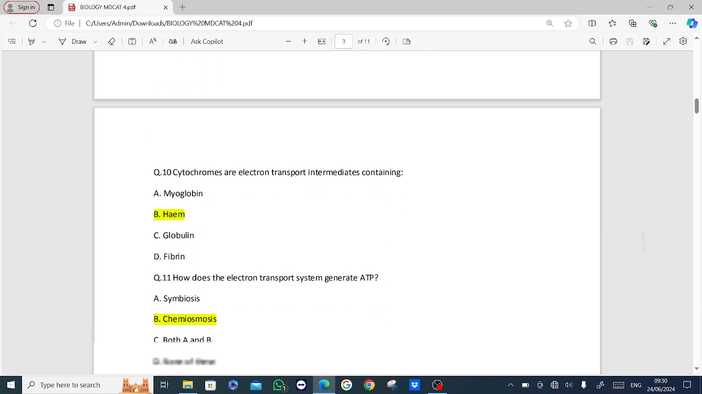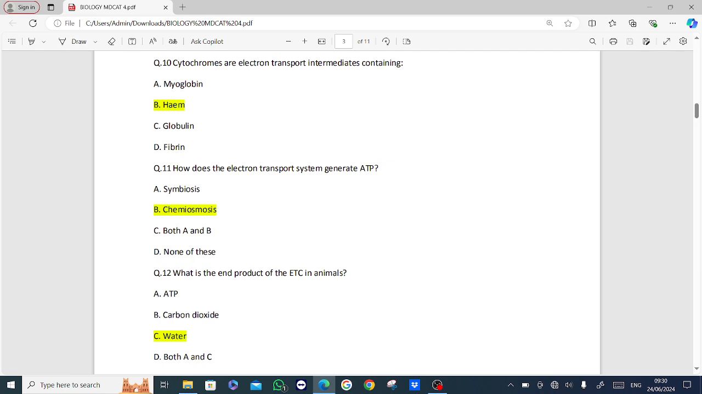Next MCQ is: cytochromes are electron transport intermediates containing. Options are myoglobin, heme, globulin, fibrin. Answer is option B, heme.